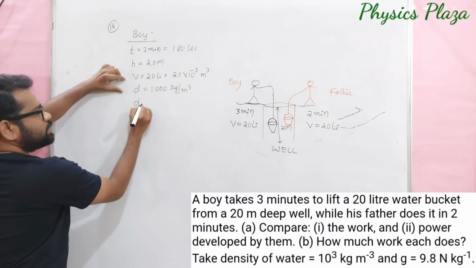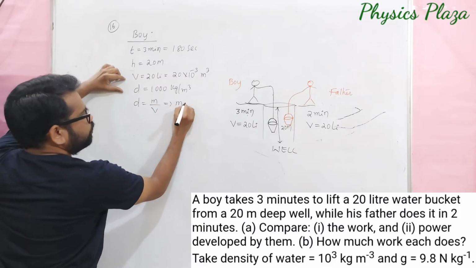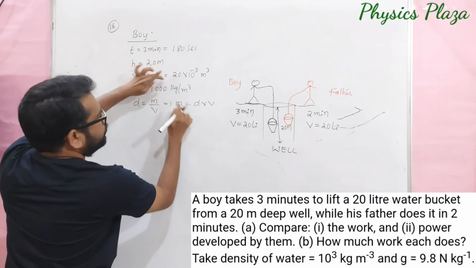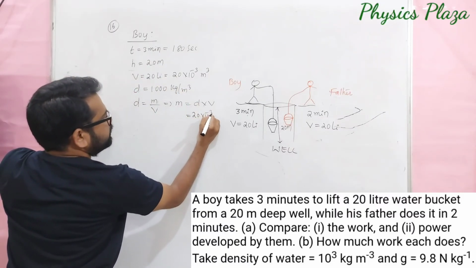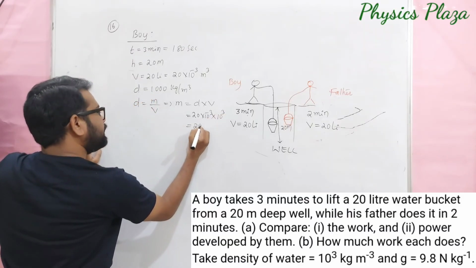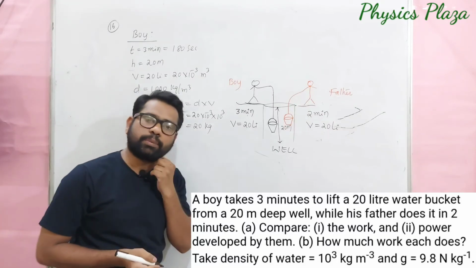As density is equal to mass per volume, mass is equal to density into volume. Substituting, 20 into 10 power minus 3 into 10 power 3. So this will be 20 kg mass taken from the well.